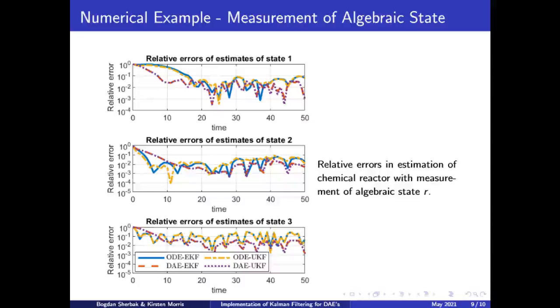A similar simulation was done with measurement of the algebraic state, the reaction rate per unit volume. The results are shown here. For state 1, the differential algebraic equation estimates converge quicker and are more accurate. For states 2 and 3, the ordinary differential equation estimates converge quicker, but the differential algebraic equation estimates are more accurate. The computation times were similar to those of the previous simulation.